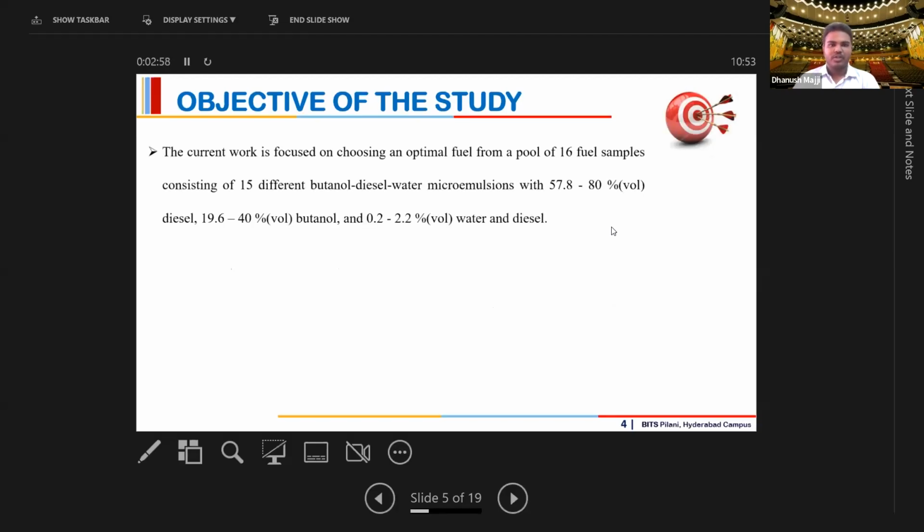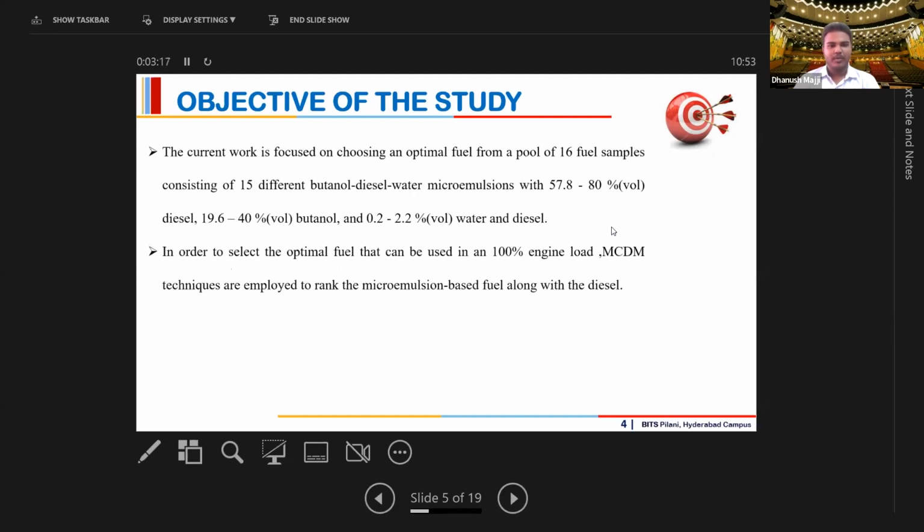Our work is focused on choosing an optimal fuel from a pool of 16 fuel samples consisting of 15 different butanol-diesel-water microemulsions with 57.8 to 80 volume percent diesel, 19.6 to 40 volume percent butanol, and 0.2 to 2.2 volume percent water, and diesel. In order to select the optimal fuel that can be used at 100% engine load, MCDM techniques are employed to rank the microemulsion-based fuels along with the diesel.